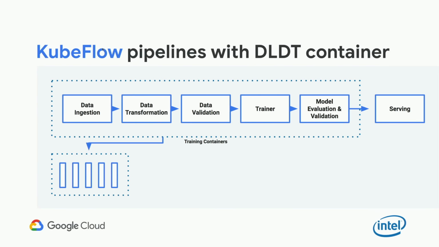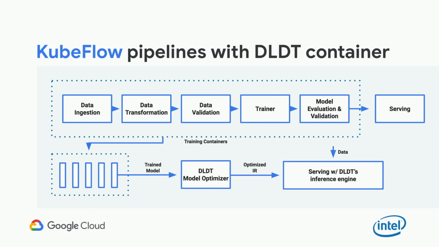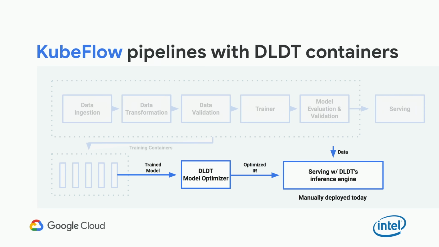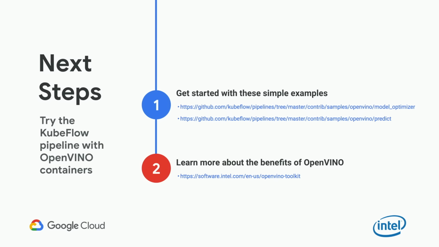The DLDT model optimizer takes the trained model and gets an optimized intermediate representation, which gets passed to the DLDT inference engine for high performance across the various hardware backends. Note that not all the training containers are needed to use the DLDT containers. The DLDT model optimizer can use an existing trained model.